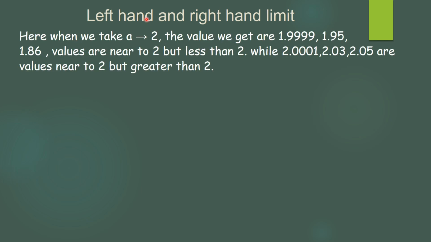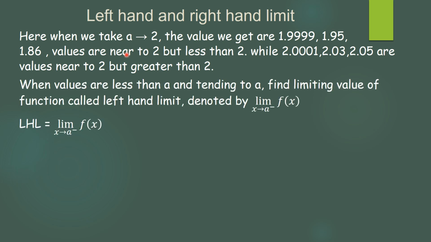When we calculate the limit, here we have taken the number a as tending to 2. What we observe is that certain values we get, like 1.999, 1.95, 1.86, were nearer to 2 but less than 2. While some of the values, like 2.001, 2.03, 2.04, were nearer to 2 but greater than 2. So whenever we tend to 2, we can take values which are less than 2 as well as greater than 2. So first, we'll go for the left hand limit.